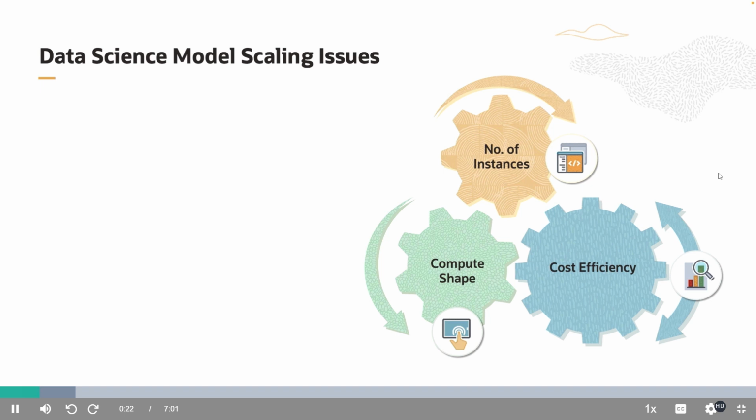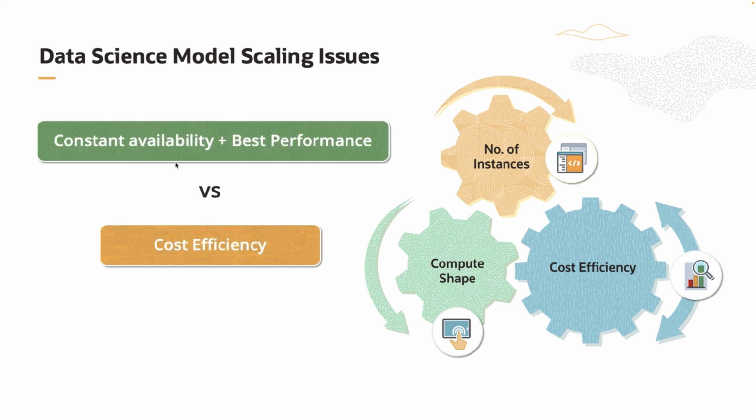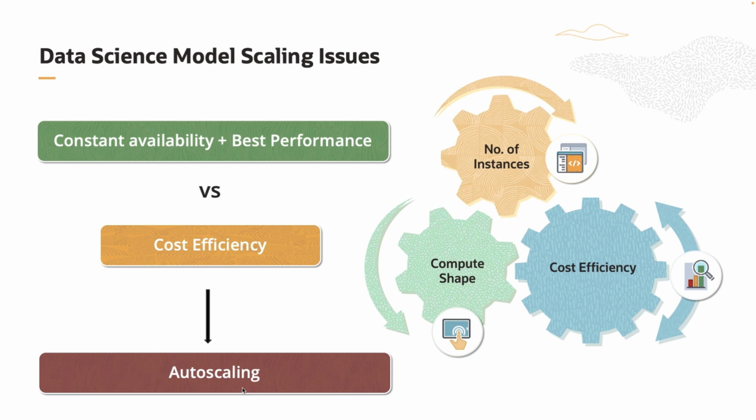Predicting the best scale for deployment can be challenging because of external variables. Balancing the need for constant availability and best performance against cost efficiency is a common dilemma, especially when dealing with unpredictable workloads. And to solve this common issue in machine learning and data science applications, we have introduced auto-scaling in OCI data science model deployment.